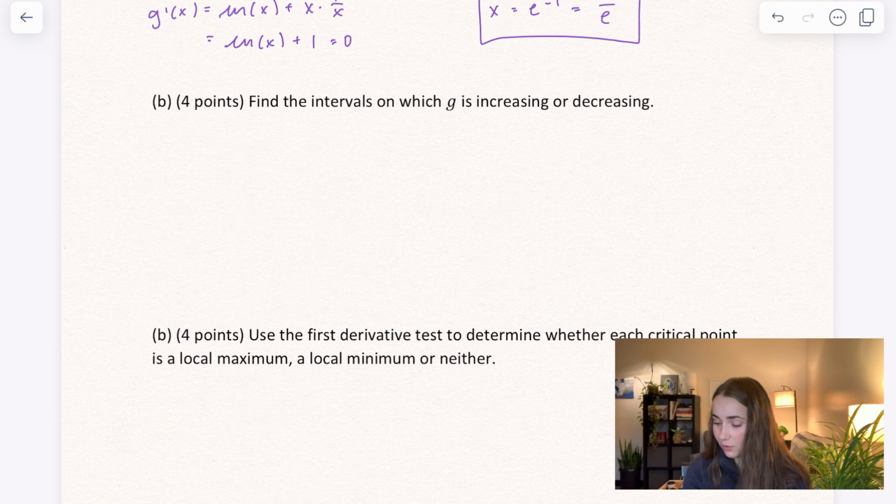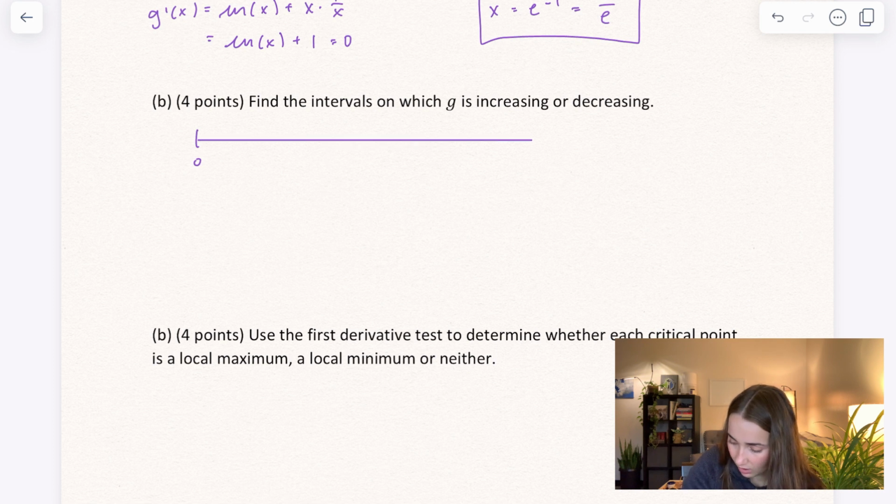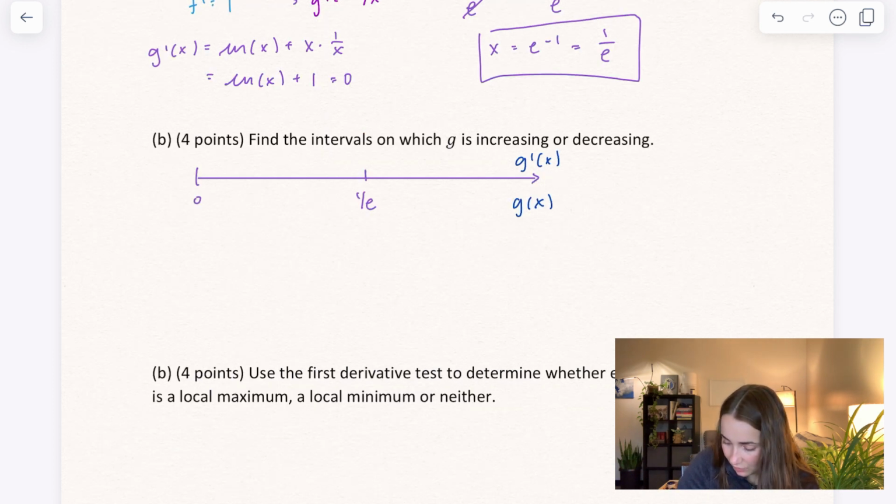Now we want to find the intervals where g is increasing or decreasing. So here we're going to have a hard cutoff at 0 because we can't do the natural log of a negative value. So let's plug in our critical value. So we want to take test points and plug them into our first derivative to see what our actual function is doing. So first we can go ahead and plug in, let's do 1 over e squared. And then over here we can just do value 1. I'll go ahead and plug those in.